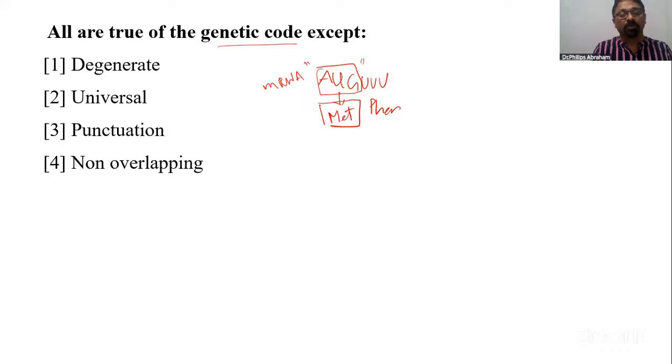That's the first point. Now the question is: all are true of genetic code except whether it is degenerate, universal, punctuating, or non-overlapping. What do you mean by these terms? Anyway, the answer is punctuation. I'll come to that now.